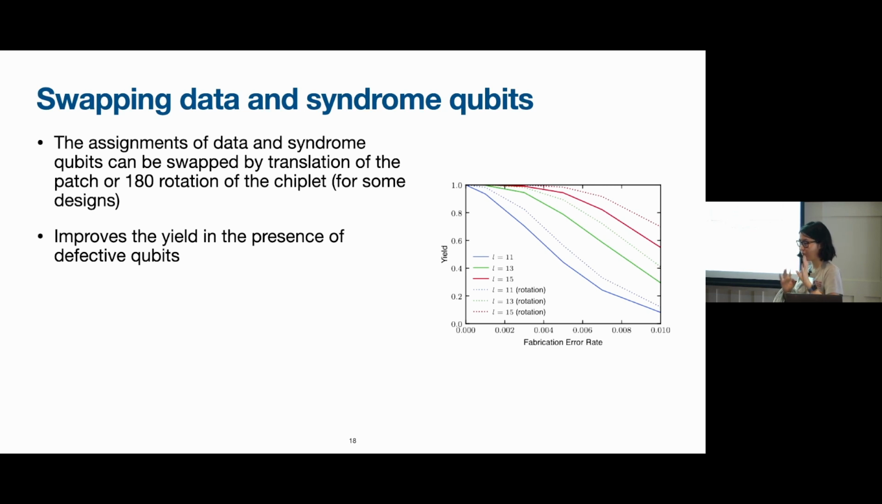And if we don't want to do this, we can also design the triplet in a way such that if you rotate it by 180 degrees, the data and syndrome qubits are swapped. So assuming that we can do this, we ran another set of experiments to see if this actually improves the yield in the presence of both defective qubits and links. And it turns out that you do get a significant improvement in this case. So yeah, that's a design choice to be considered.